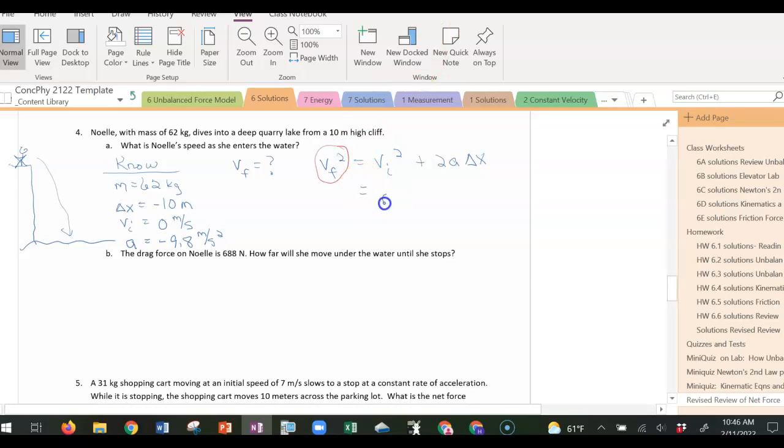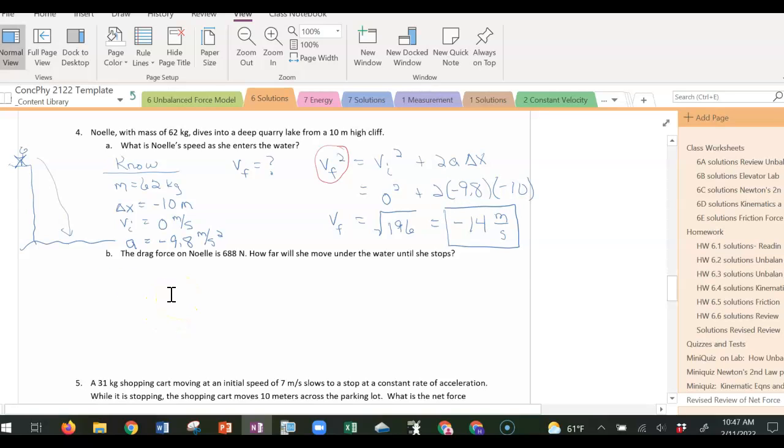So that'll be 0 squared plus 2 times negative 9.8 times negative 10. And so the final velocity is going to be the square root of 196. Don't forget to take the square root, which would be negative 14 meters per second. The negative is because she is moving in the negative direction.